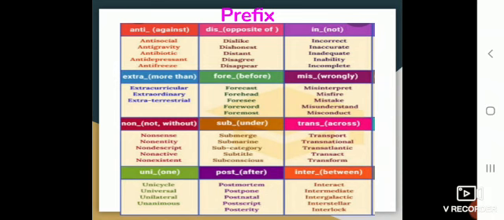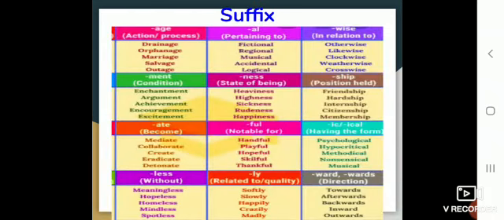Now let's move to the suffixes. Let's have more examples of suffixes. The first suffix is age. By adding this to the word drain, it becomes drainage. Orphan becomes orphanage, and so on. Next is al. When added to the root word fiction, it becomes fictional. Region becomes regional. Music becomes musical, and so on.